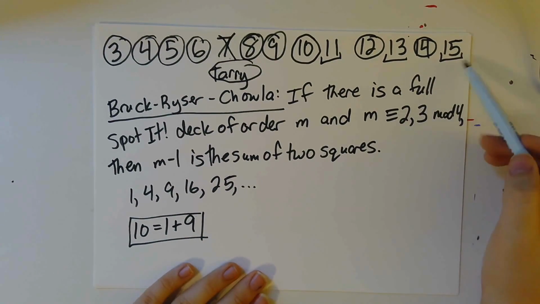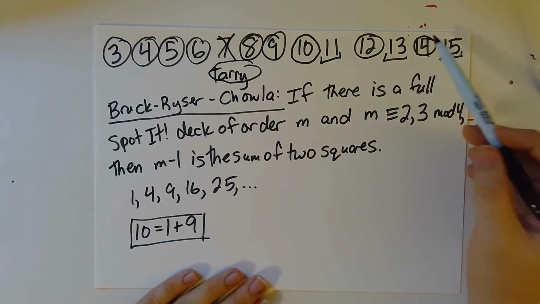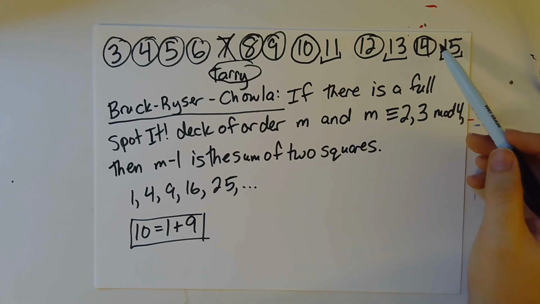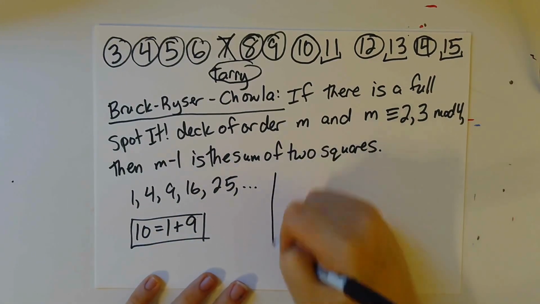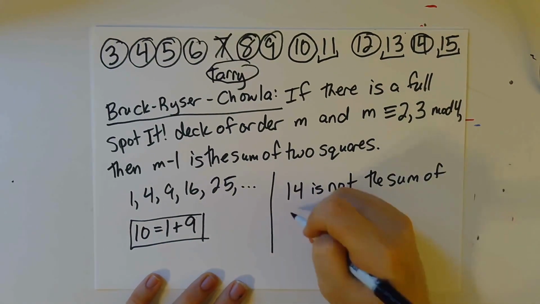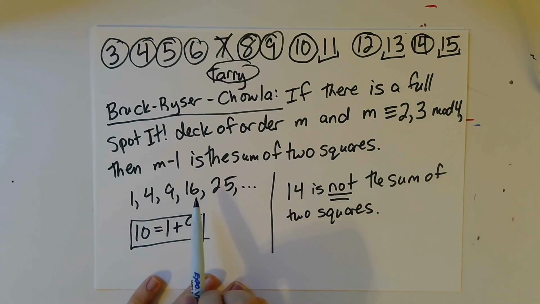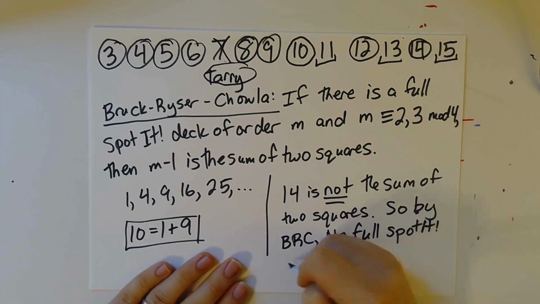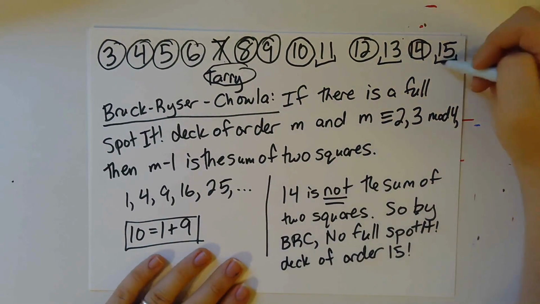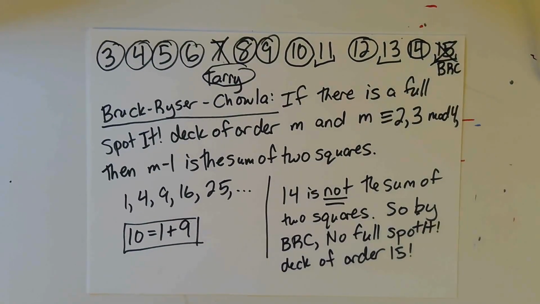15. 15 is 3 mod 4. 15 minus 1 is 14. Is 14 the sum of 2 squares? Well, I look here and I see that 14 is not the sum of 2 squares. There's no way to combine 2 of these numbers added together to get exactly 14. So, by BRC, no full spotted deck of order 15. Okay, so none by BRC.